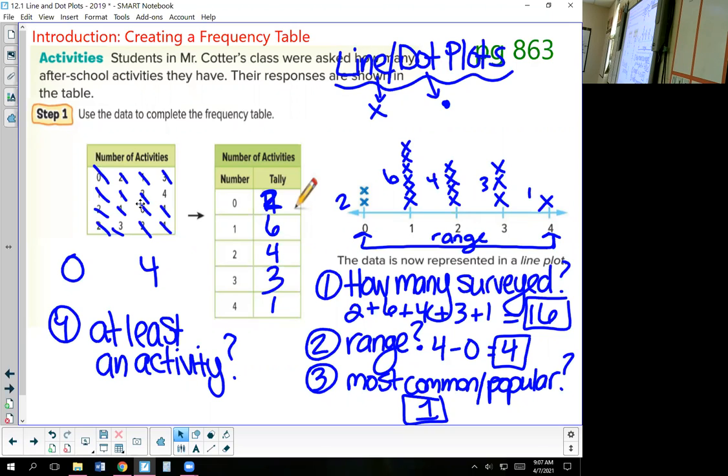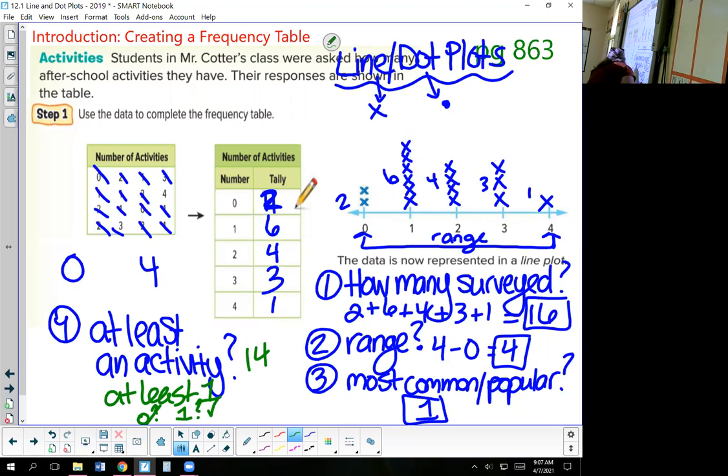So you are correct. It's all of them except for the zeros. Everybody else is doing something. So remember that at least an activity means at least one activity. 0 is not at least 1. Remember how we did that? And then 1 is at least 1. Yes. And 2 is at least 1. Yes. And 3 is at least 1. So that's what it means here. So actually this one would be this symbol, greater than or equal to 1. So that's a really good question.